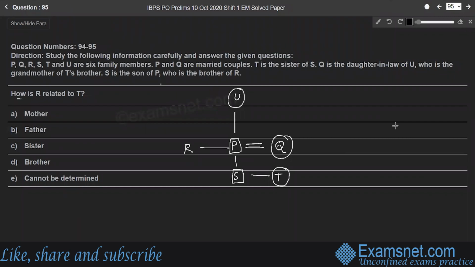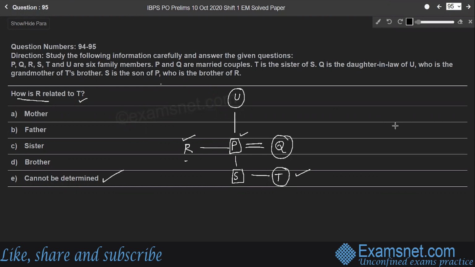Question 95. How is R related to T? So, P is the brother of R, but we don't know the gender of R. Right? Therefore, cannot be determined. This relationship cannot be determined.